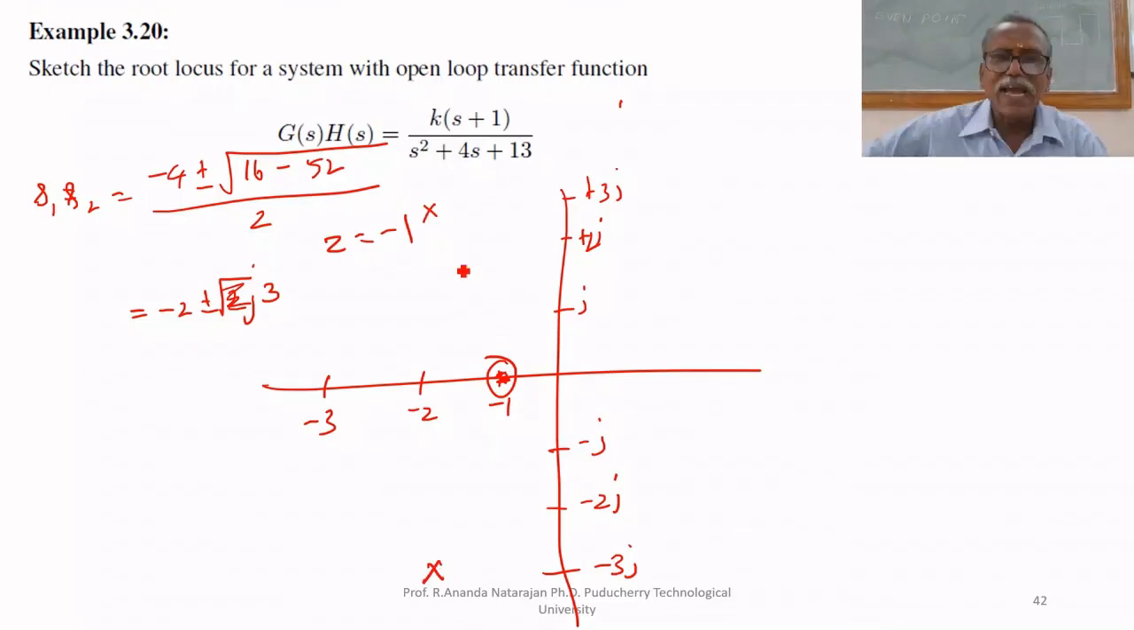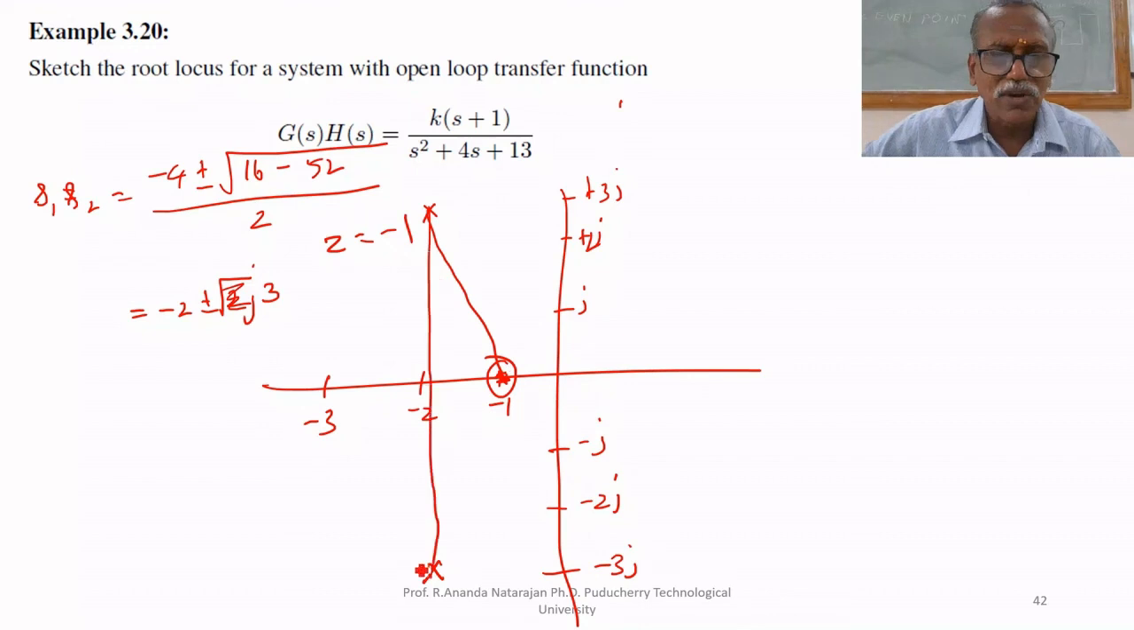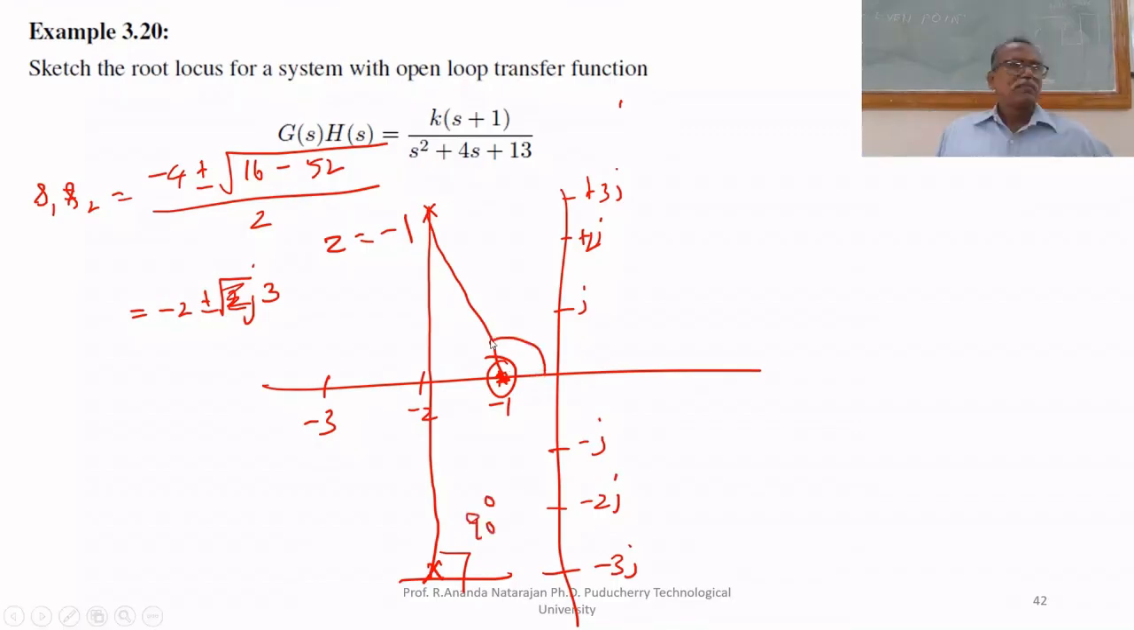How to find the angle of departure? You have to find the line joining this and this. What is this angle? It is obvious, 90 degrees. What is this other angle? Here it is minus 2 plus j3. Am I correct? Minus 2 plus j3.